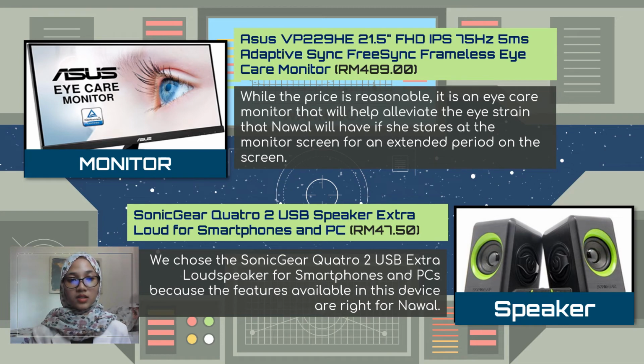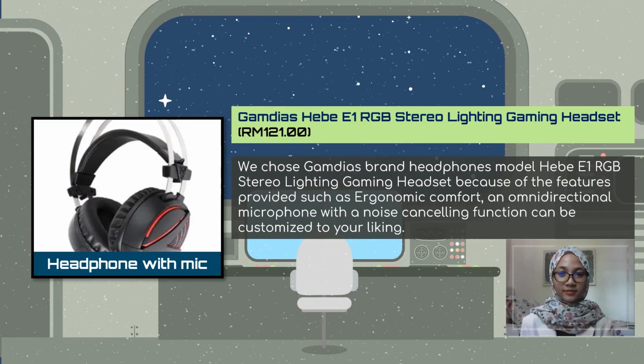The next output device is speaker. The brand of this device is Sonic Gear and it costs RM 24.80. We choose the Sonic Gear for smartphone and also suitable for PC because the features available in this device are suitable for Nawal. The last output device is headphone with microphone and the brand is Cambias. It costs RM 121 ringgit.